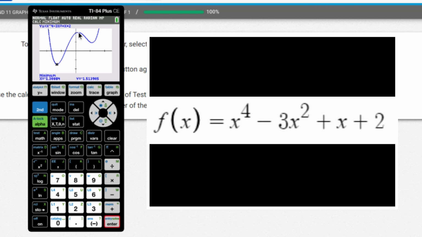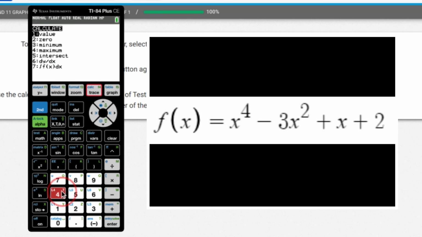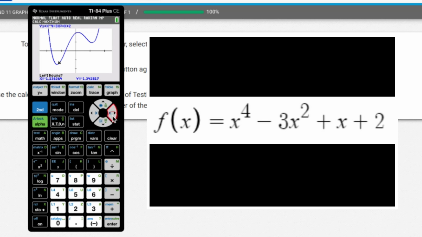Now, what's that guy? That's going to be a maximum. So let's second calc and do the same thing, but for maximum, which is 4. So I'm going to go right a little bit. I'm going to hit enter. I'm going to hold down right until I pass the maximum. Hit enter on that. And now my maximum lives in between those two intervals. Hit enter on that. And my maximum, according to Mr. Calculator, is 0.1699. So I'm going to call it 0.170.